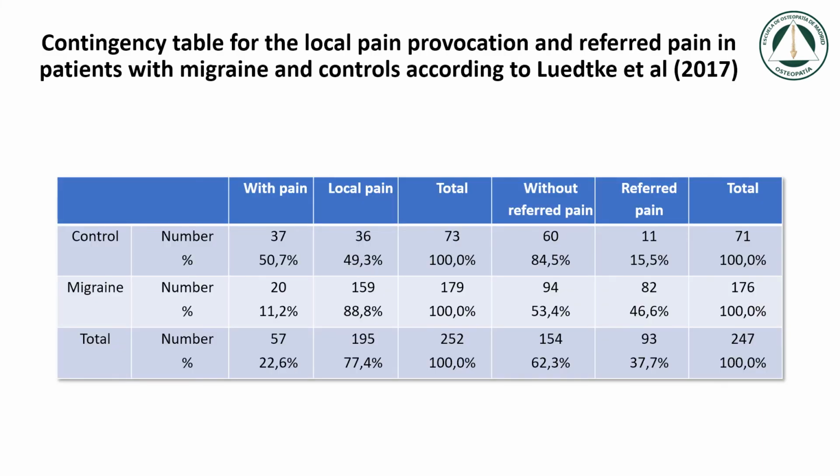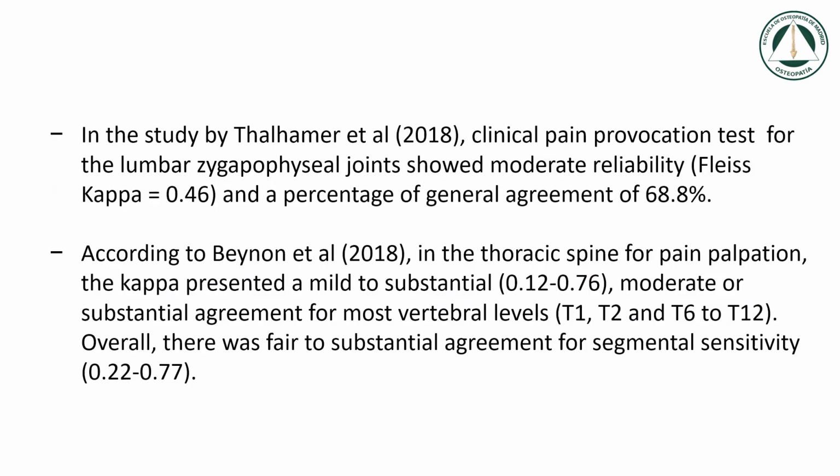In the study by Ludke et al. 2017, the pain provocation test for the cervical spine, by palpation and sustained pressure, has a high sensitivity and specificity in case of migraine. In the study by Thalhammer et al. 2018, clinical pain provocation test for the lumbar zygapophyseal joints showed moderate reliability. Fleiss kappa equals 0.46, and a percentage of general agreement of 68.8%.